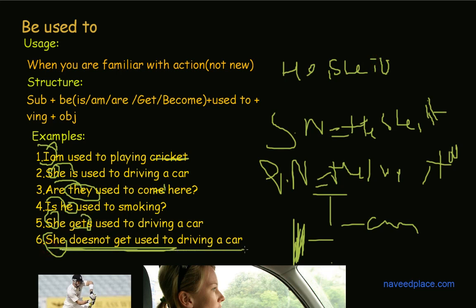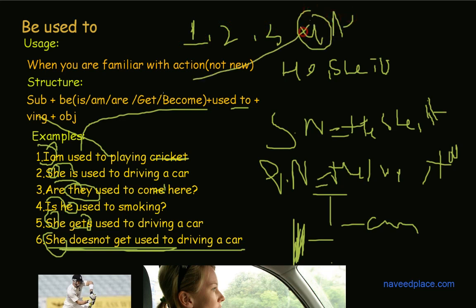This is the way to make negative. Getting me? Then we use used to, and then the fourth form verb. How many forms of verb do we have? We have first form, second form, third form, and fourth form. Fourth form means the ing form, and here we have the ing form. And what is a verb? A verb is used to indicate an action.